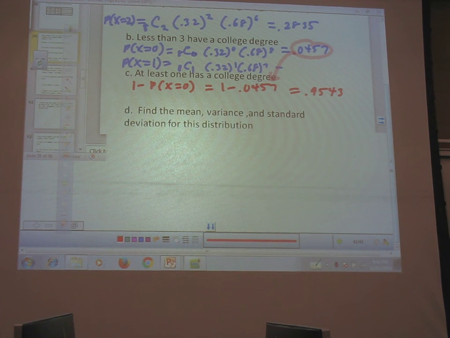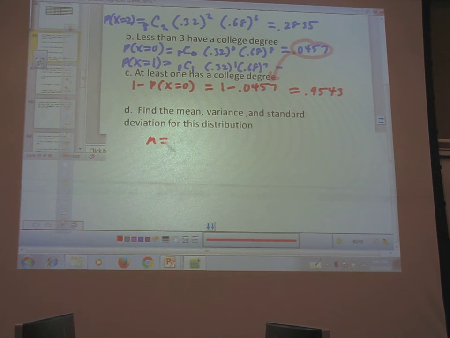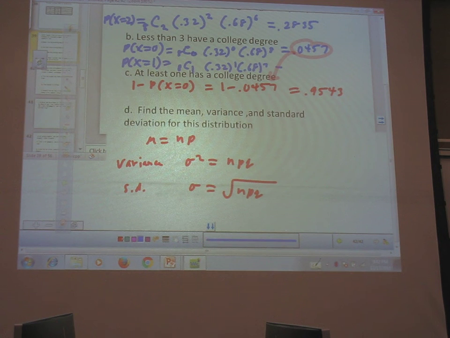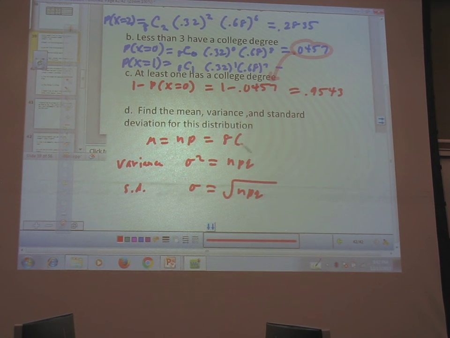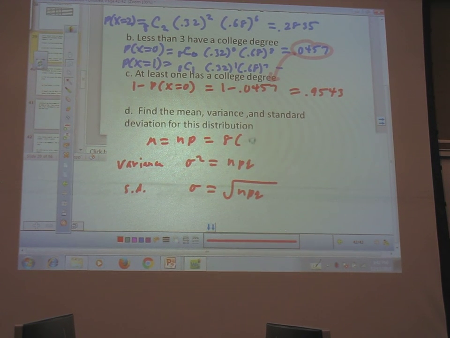Okay, so the last thing is mean, variance, and standard deviation. Do you guys remember how to find the mean? N times p. Yeah, mu is np. My variance, sigma squared, is npq. And my standard deviation, sigma, is the square root of npq. So this first one's going to be, was it 8 times 0.32? Yes. 2.56.